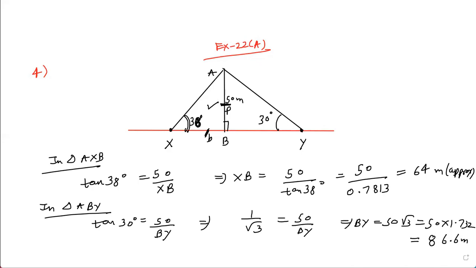86.6 meters. Since we need to find the value of XY, it is clear from the figure that XY is the sum of XB and BY. We have both the values, so we simply add, and we get the final answer as approximately 150.6 meters. So that is how we can deal with such questions. I hope this question is pretty clear. Now let's move on to another question.